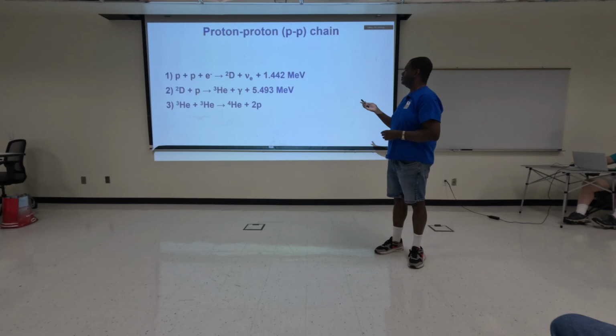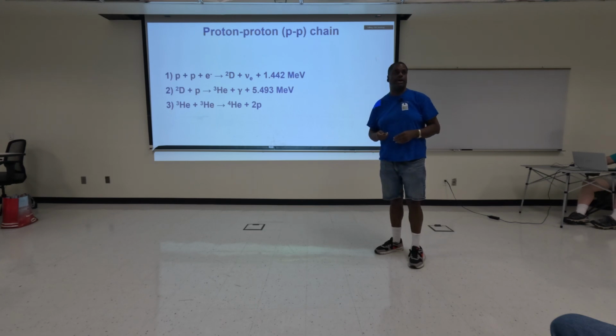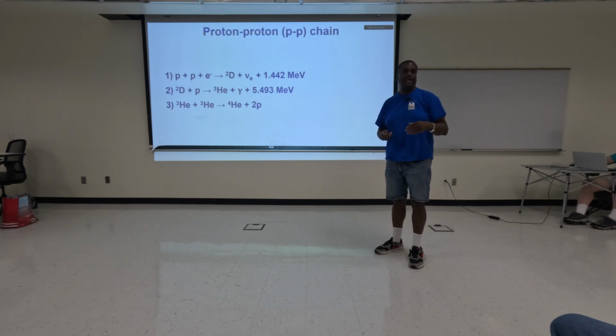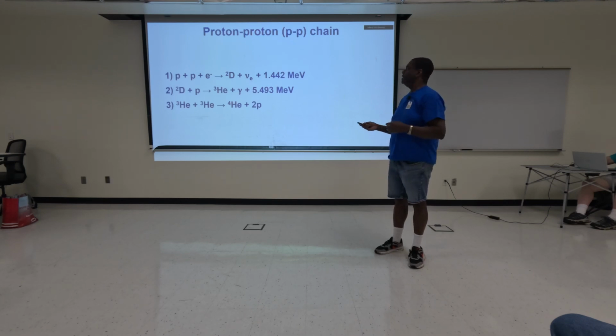This, by the way, is the proton-proton chain. That's what stars like our sun use to make helium out of hydrogen. By the way, the proton is just a hydrogen ion. And of course, you do this twice. So you're using 1, 2, 3, 4 protons to make a helium and 2 protons.